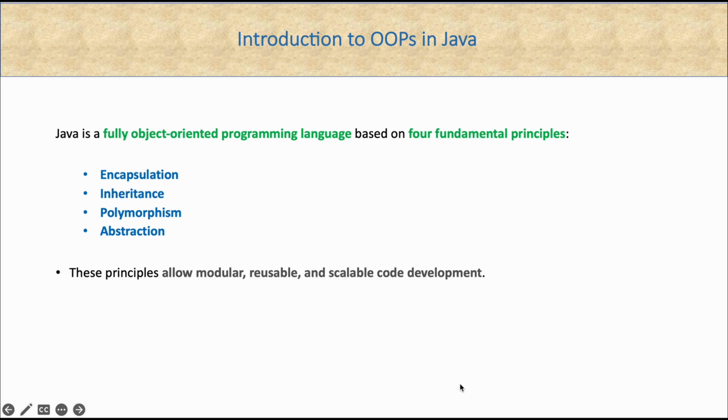These principles allow modular, reusable and scalable code development. 3 fancy words: modular, reusable and scalable. Looks so good, but what do they mean? When you become a programmer, you will write your own code by using packages, classes and interfaces, combining them all together to make your own project. That is called modular. Reusable: whatever code you are writing can be reused by any part of the program.